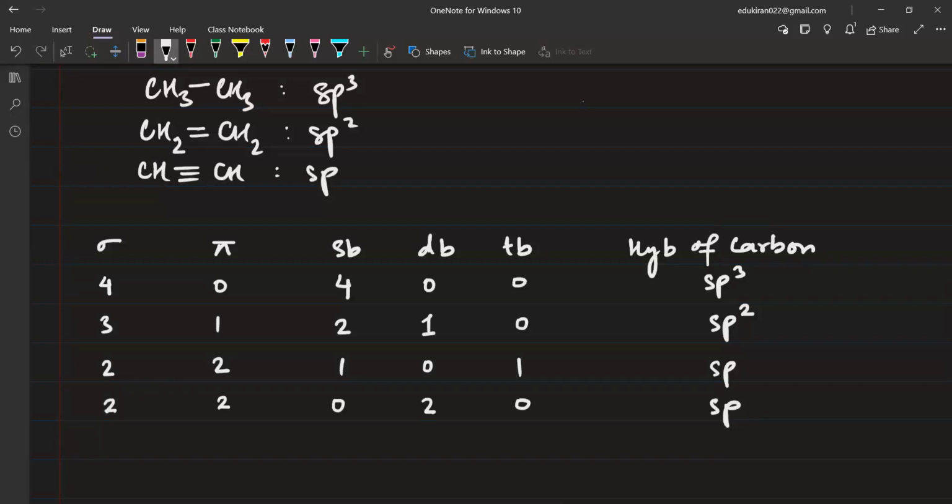I am writing single, double, and triple also because you will not always be counting sigma and pi. So when you see here, for example, this carbon atom has only single bonds. There is no double bond here, so sp3. Here we have 1 double bond, so sp2. Here we have 1 triple bond, so sp. So you just need to look at the double and triple bonds. If there is only single, then sp3. If there is 1 double, then sp2. If there is 1 triple, then sp. If there are 2 double, there will be sp. So you just need to look at double and triple bonds in order to understand the hybridization of carbon atoms.